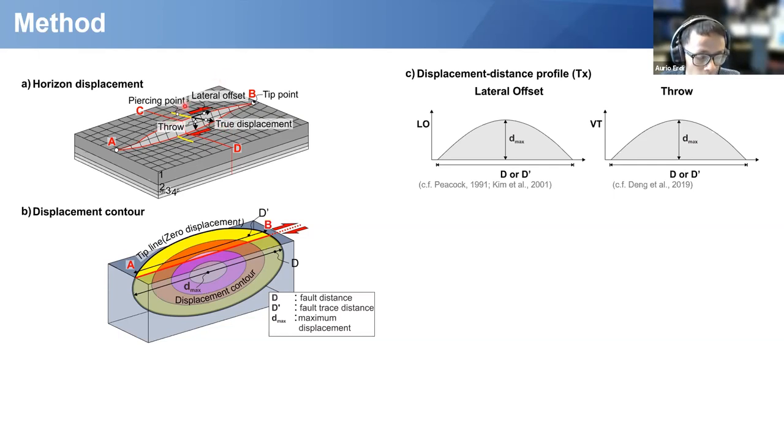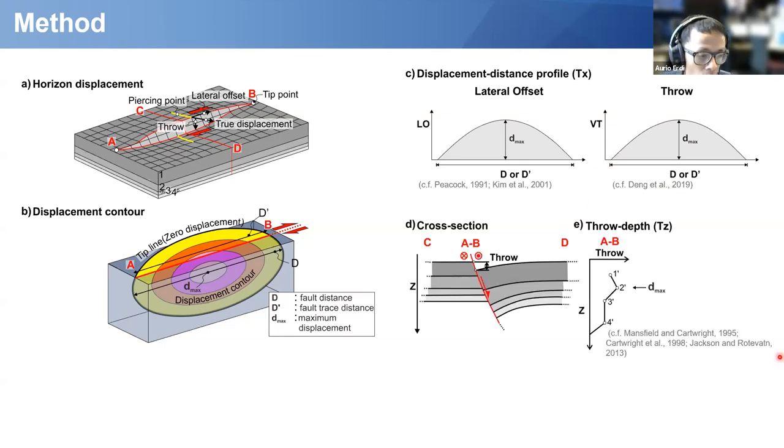The lateral offset is documented by calculating displacement between piercing points, such as suprasalt faults, salt structures, and channels on the depth or isopach map. The vertical throw is documented by calculating vertical displacement in a cross section at a regular spacing of 125 meter intervals. The lateral offset and vertical throw profiles are plotted on a graph of displacement and distance. This method is used to detect linkage between fault segments and to understand their lateral growth history.